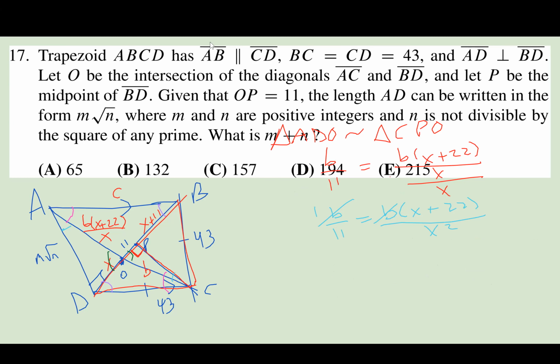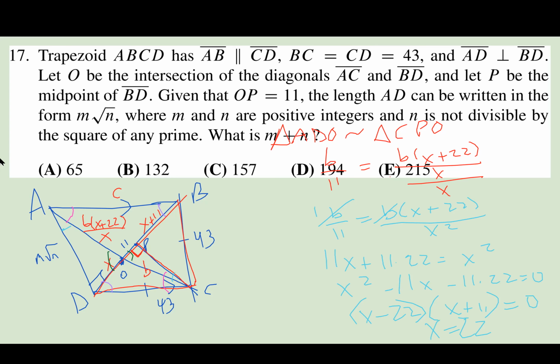Okay, I'm going to move this up so I have more room. So then by cross multiplying, I get 11x plus 11 times 22 equals x squared, which gives me a quadratic: x squared minus 11x minus 11 times 22 equals 0. Now to solve this quadratic, I can just factor. Notice how this is 11 times 22, so I can make this (x minus 22)(x plus 11), because the difference is negative 11 and they multiply to negative 11 times 22. So therefore, x must be 22.